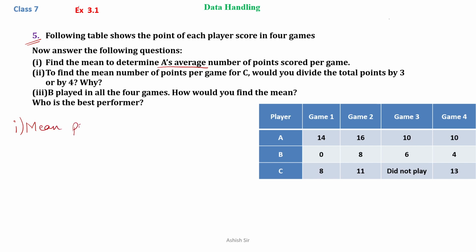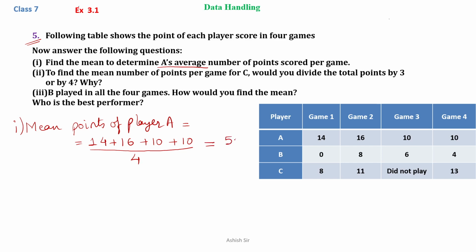The mean points of player A we can find by adding up all the points, that is 14 plus 16 plus 10 plus 10, and divide by the total number of games played, that is 4. So 30 and 20, 50. 50 by 4, we find it is 12.5. So the mean points of player A are 12.5.